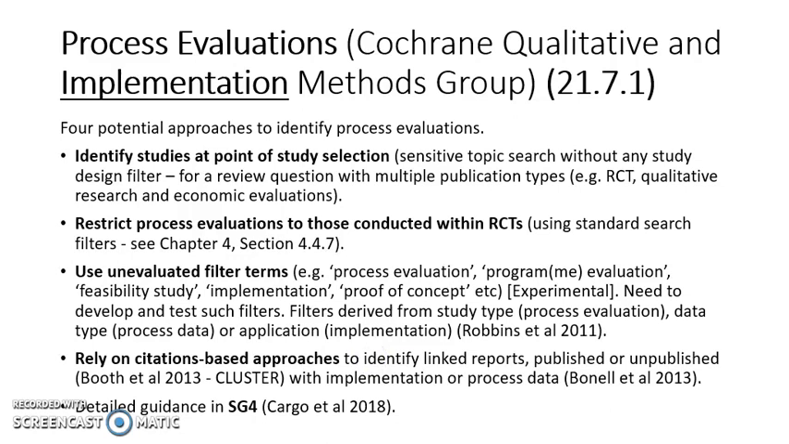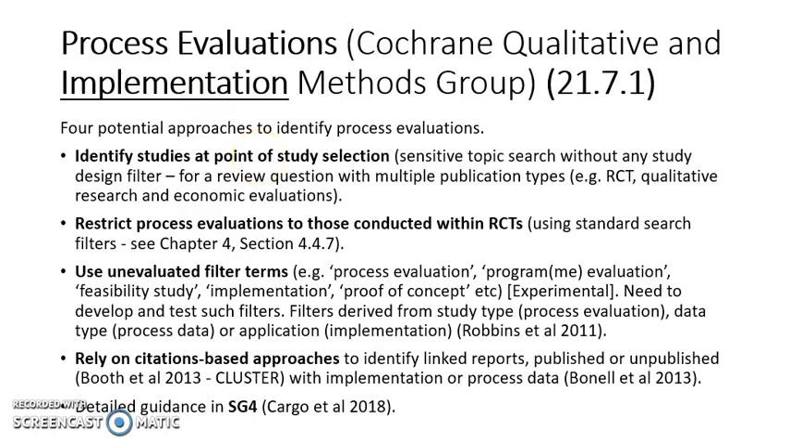When it comes to searching for process evaluations, then this is very experimental, but based on experience and practice, 4 potential approaches include identifying studies at the point of study selection, so doing what we call a big bang search for all publication types, and then identifying process evaluations as one of the study types that you code for. A second approach is by harnessing the fact that these are associated with randomized controlled trials and therefore using randomized controlled trial or clinical trial filters.